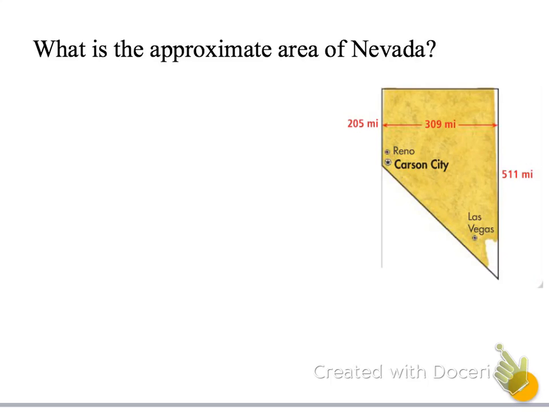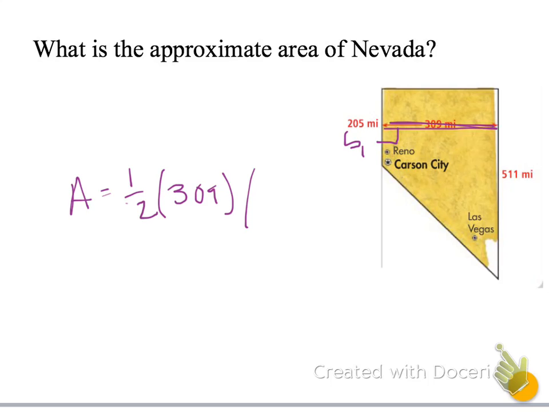Okay, so what is the approximate area of Nevada? So I take my area equals 1/2 times my height. So here is my height of my object because that's what's going to create the right angle. So 309 times my base 1. So we could say this is base 1 and this is base 2 because those are my two bases of my trapezoid. So 205 plus 511. So remember to add those. So I'm going to add 205 plus 511.